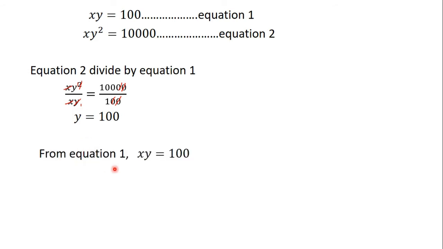We know that from equation 1, xy is equal to 100, and we just found out that y is equal to 100, so you can replace y with 100. So we have x times 100 is equal to 100. You divide the left hand side by 100, you divide the right hand side by 100, and x is equal to 1. So by solving these two equations simultaneously, we found out that x is equal to 1 and y is equal to 100.